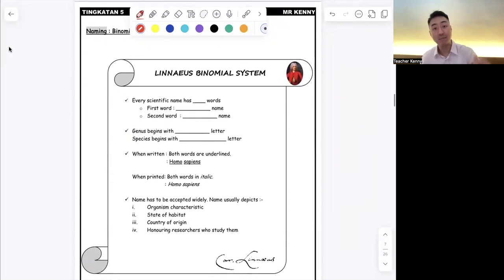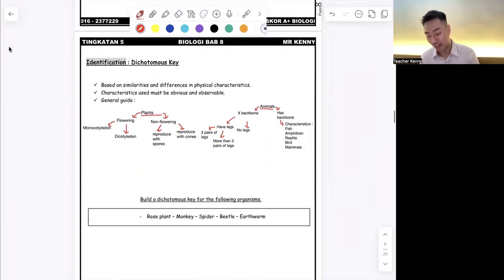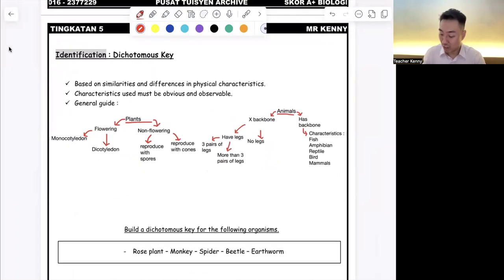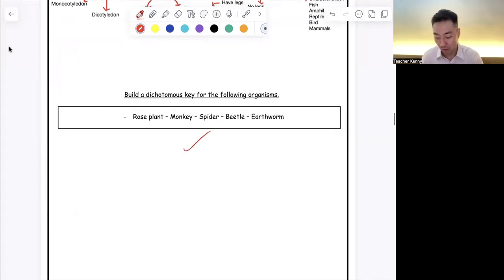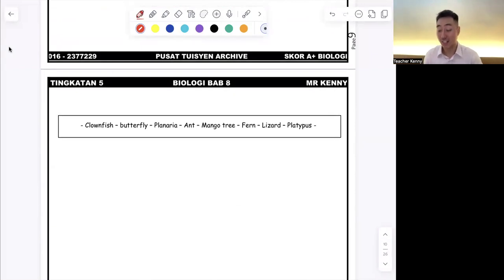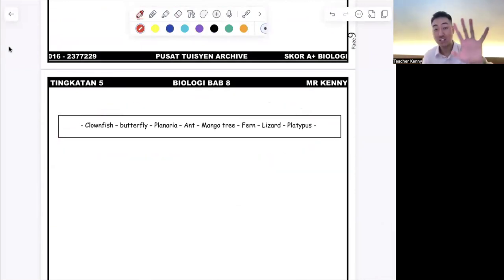Next is the naming system using 2 words. Every species name will have 2 words to name them. Now, the next one is to identify animals or plants using the dichotomous key. I've given you a general view of how we split and how you draw the dichotomous key. So last week we stopped here already. And then I gave you guys homework to do this part. So today I will continue from there. It's just this one small part.